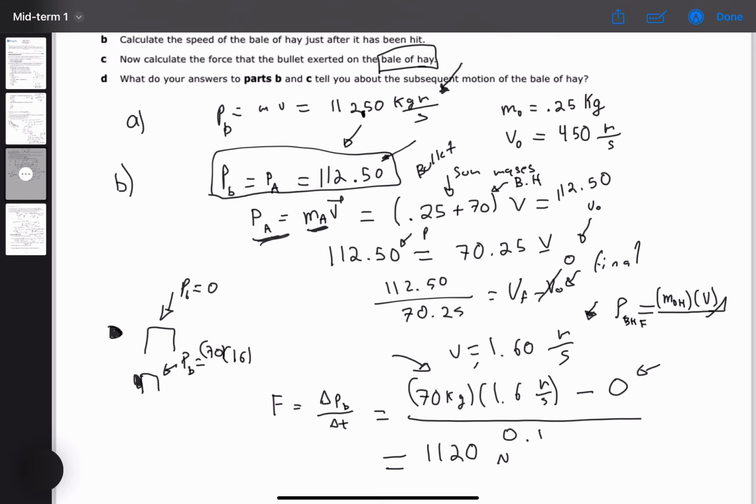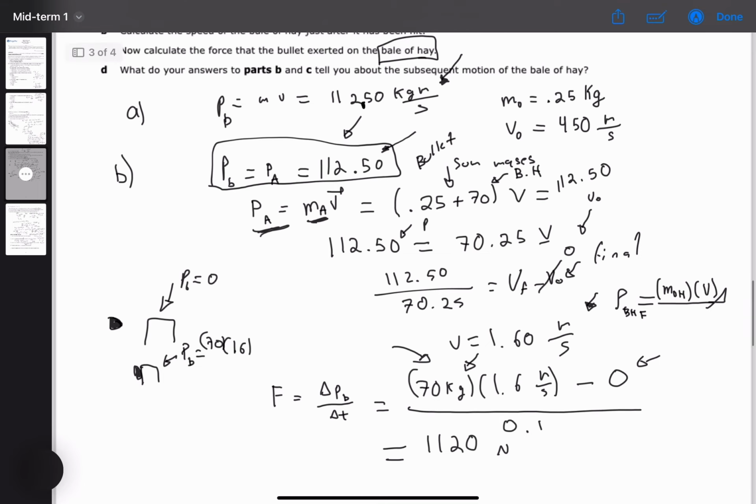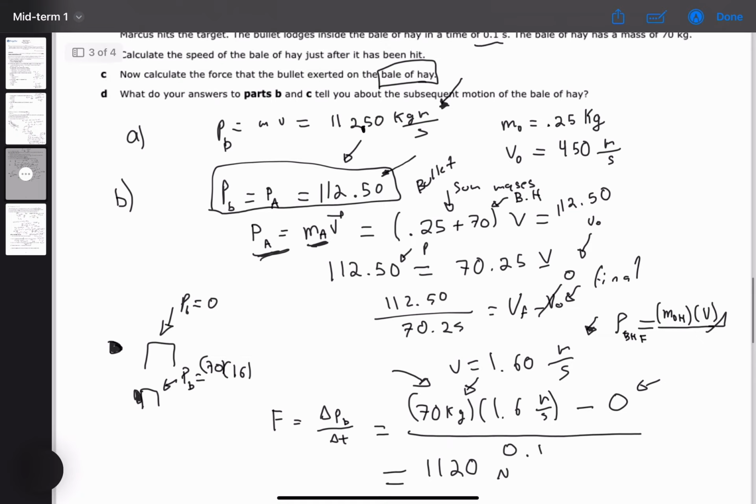And here notice that I only considered the bale of hay because I'm finding the force exerted on the bale of hay. Okay, there is an external force, so there is not a force that is being applied in both the bullet and the bale of hay. There is only a force that is being applied from the bullet to the bale of hay. So that's why I'm taking only mass of the bale of hay here, and that is 120.